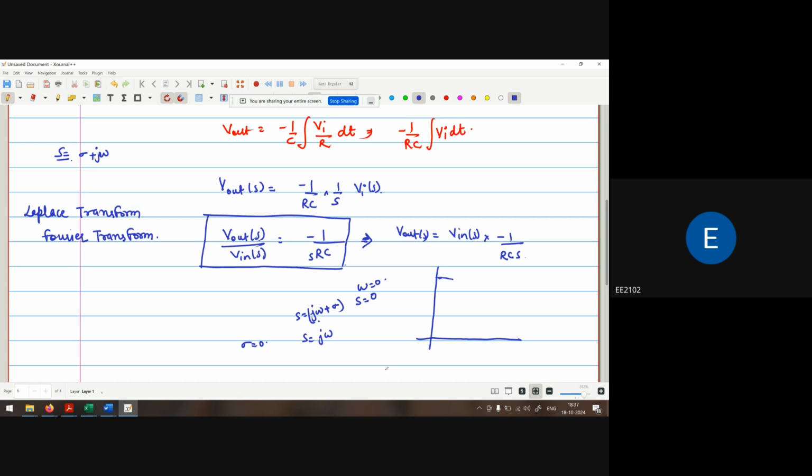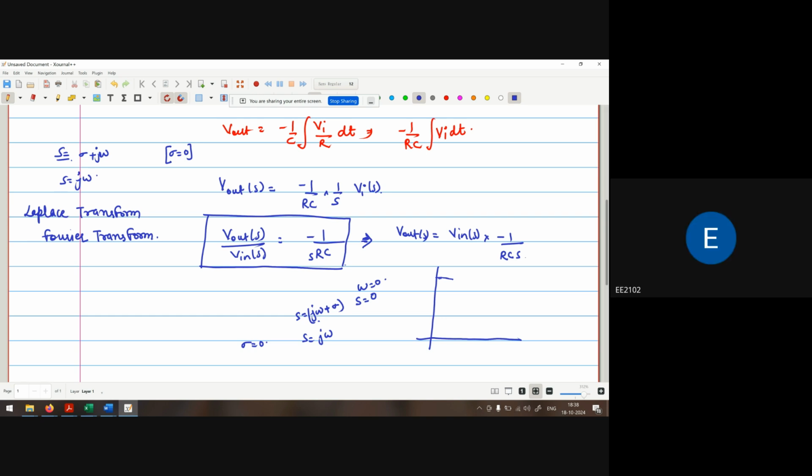Now if I am taking only the frequency effect of this, what should I do? I just take sigma equal to 0. Generally it is not done. This is the difference between the Fourier transform and Laplace transform. But if I want to see only the frequency effect, I just put sigma equal to 0, so that S is equal to 0.